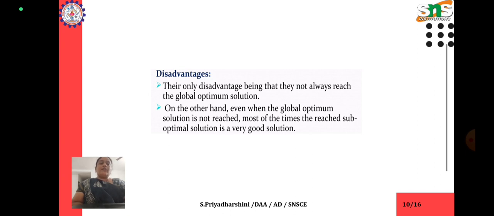So the examples of greedy algorithms may include, as we all know, Kruskal's algorithm, the knapsack problem, Prim's algorithm, minimum spanning tree, traveling salesman, and the coin changing problem. These are the applications, or we can say the examples of greedy algorithms.